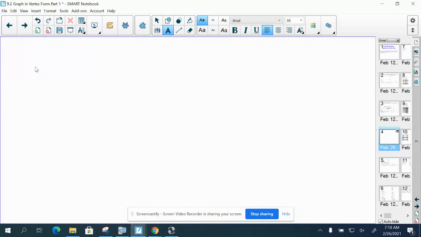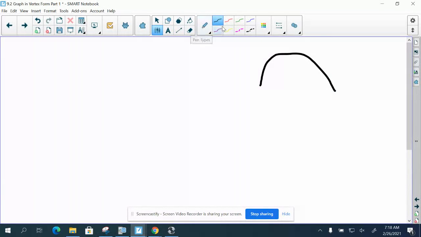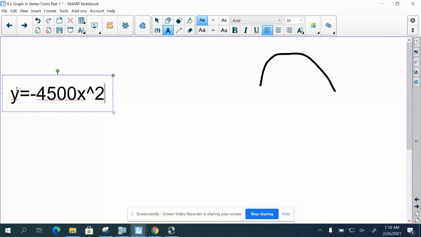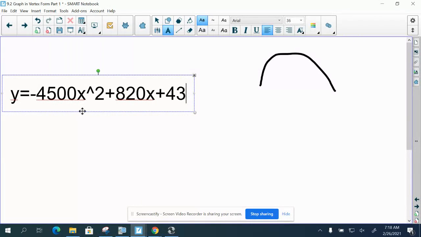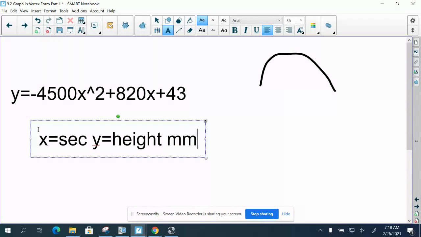So the next example says fishing spiders can propel themselves across water and leap vertically from the surface of the water. So you've got a spider, it's going like that. The function that models this situation is y equals negative 4,500x squared plus 820x plus 43, where x is the duration of the jump, so x is in seconds, and y is the height of the spider in millimeters above the water.